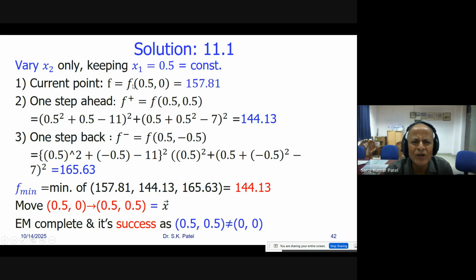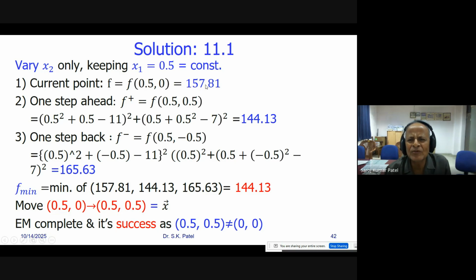That is keeping x1 0.5 constant. See here, current point x1 is 0.5. One step ahead also x1 is 0.5. One step back also x1 is 0.5. But x2 value at the current point is 0. One step ahead x2 is plus 0.5. One step back x2 is minus 0.5. So at this 3 point, again calculate the function value.